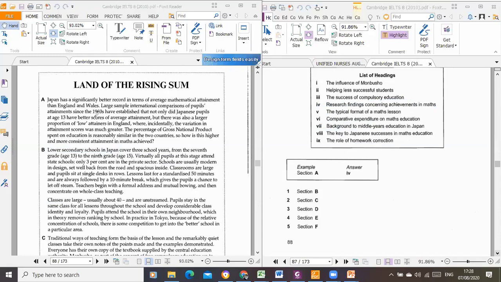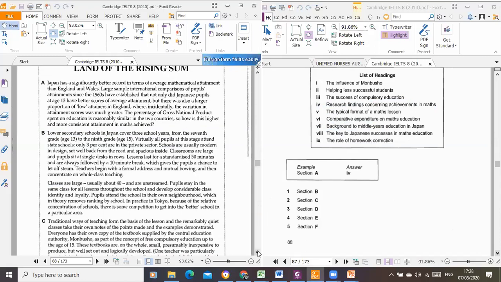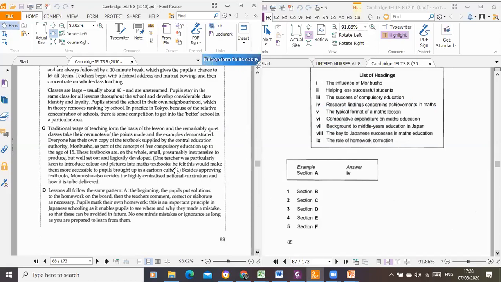Okay, now, section C. Traditional ways of teaching. So this must be talking about the ways of teaching, how they teach, the mode of teaching, okay? Then everyone has their copy of textbook. Don't forget to mention Mombusho here. I have Mombusho here in the list of headings. I am going to be careful about this, okay?